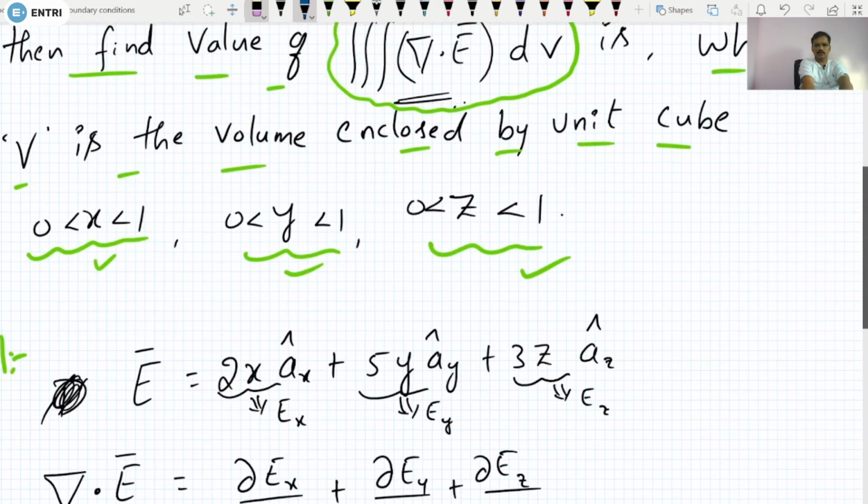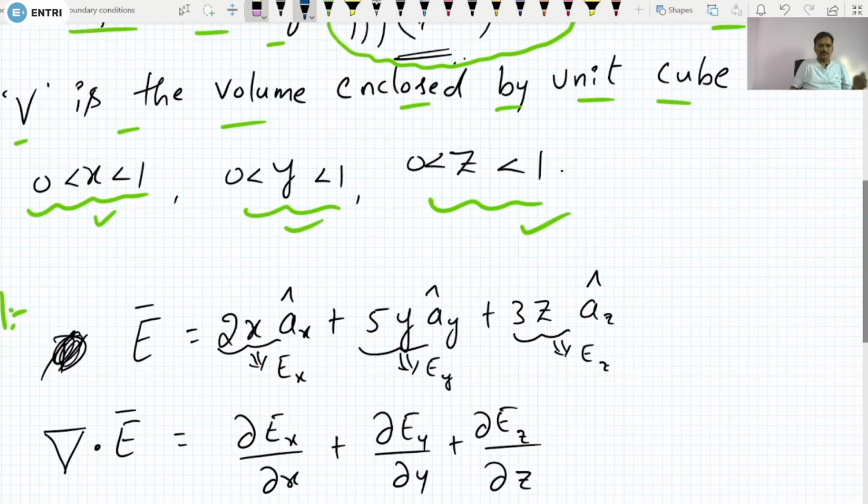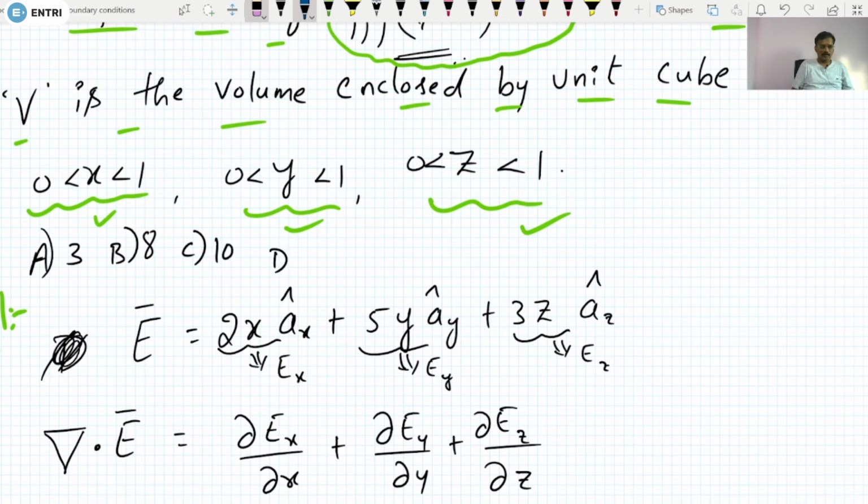I have not given the options now, so there is no need to give them here, but if you want you can write the options. They have given option A as 3, option B as 8, option C as 10, option D as 5. So the right answer is option C, that is 10.